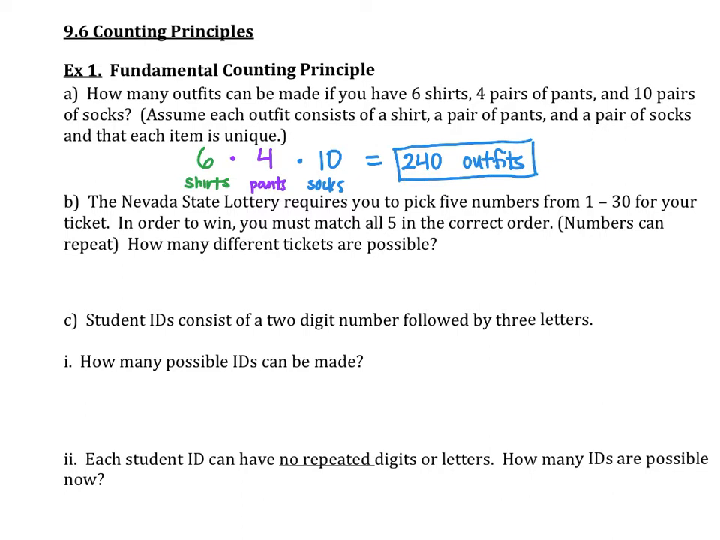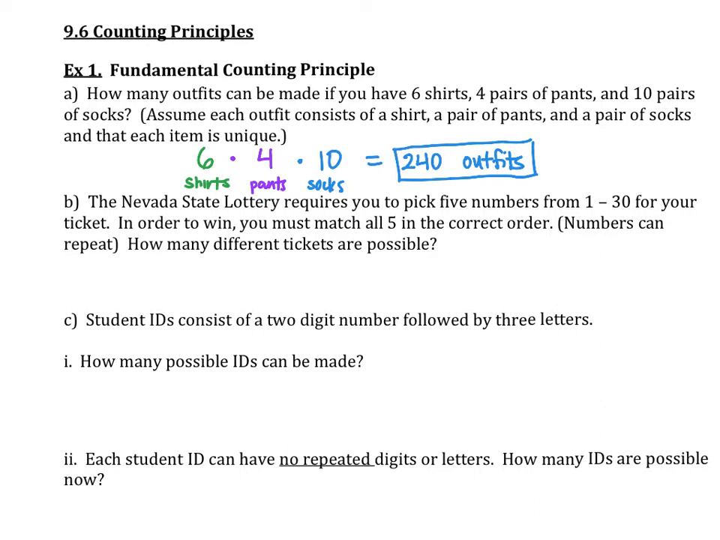For B, it says the Nevada State Lottery requires you to pick 5 numbers from 1 through 30 for your ticket. In order to win, you must match all 5 in the correct order. Numbers can repeat. How many different tickets are possible? So this is also useful for when you're trying to gamble, and it's not a good idea.